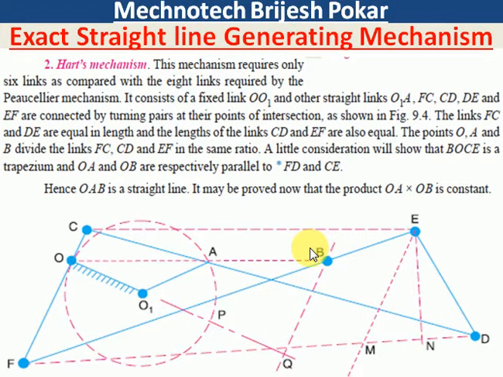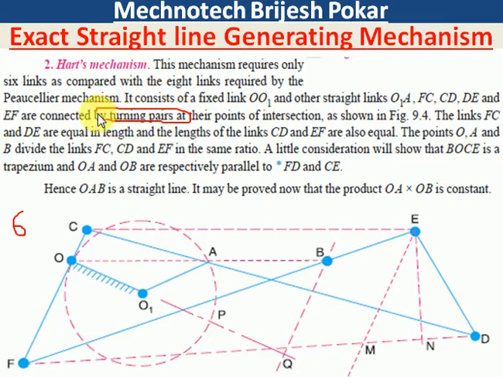Friends, in the previous videos we have seen the concept of straight line generating mechanism and the Peaucellier straight line generating mechanism. In this video we are going to see the Hart mechanism, right? So this is a figure you can see here for the Hart mechanism, and in this figure you can see that there are 6 links compared with the 8 links required in a Peaucellier mechanism. So here a total of 6 links is used, and all pairs used over here are turning pairs.